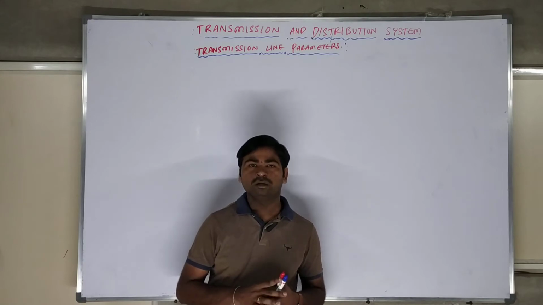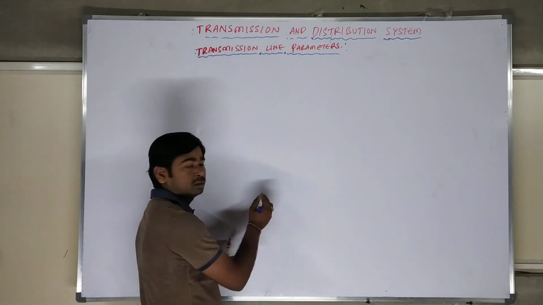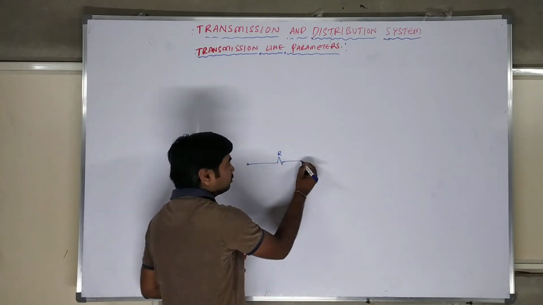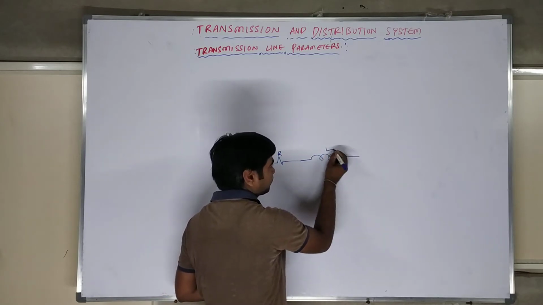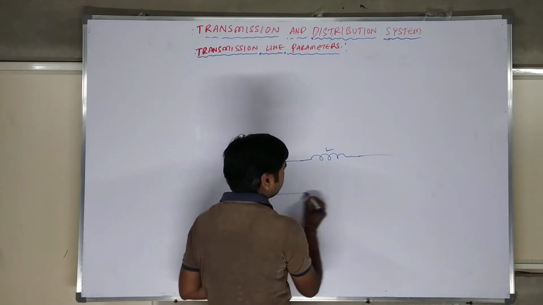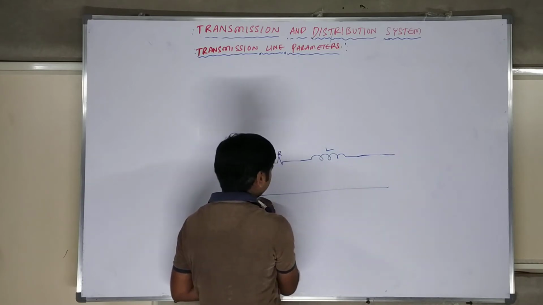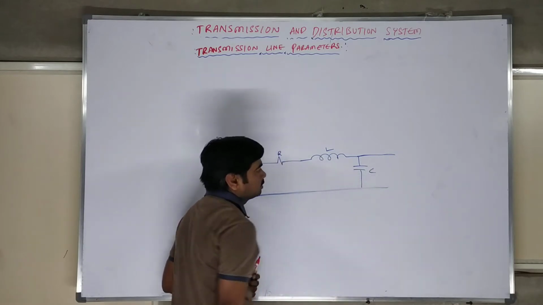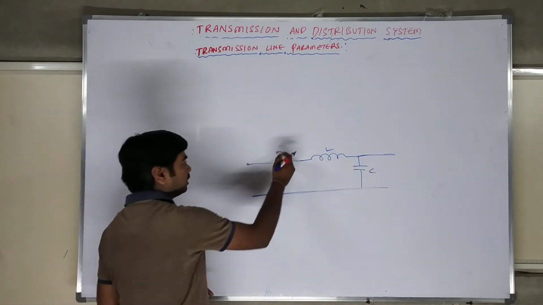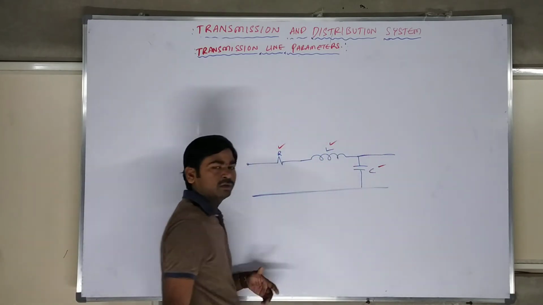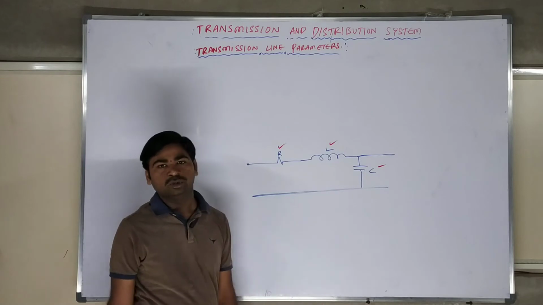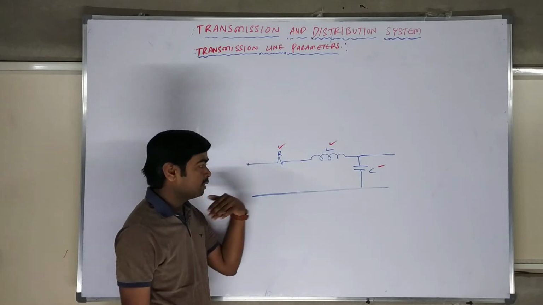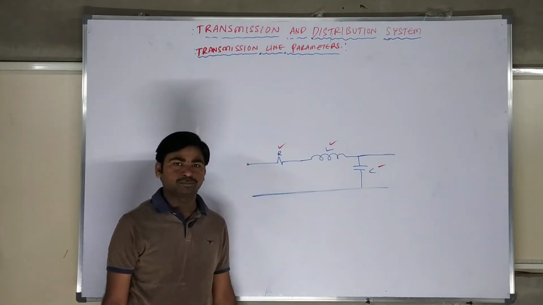In the transmission line parameters, let us take our transmission line. In the transmission line we have a resistance R, followed by an inductance L. Then the transmission line has two lines, line to line or line to phase. It means our transmission line has a resistance, inductance and capacitance, which are uniformly distributed throughout the transmission line.